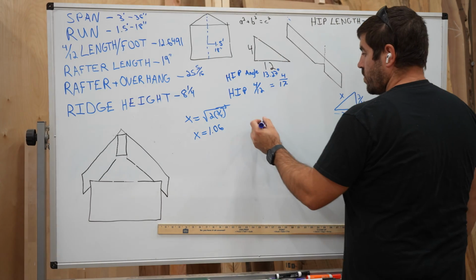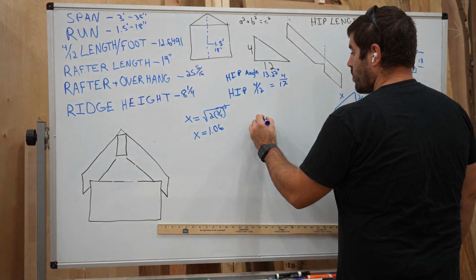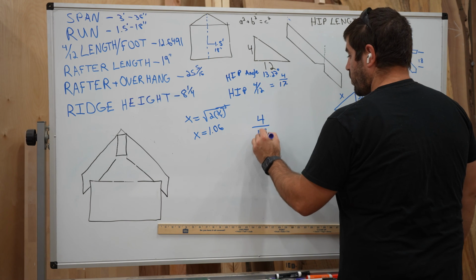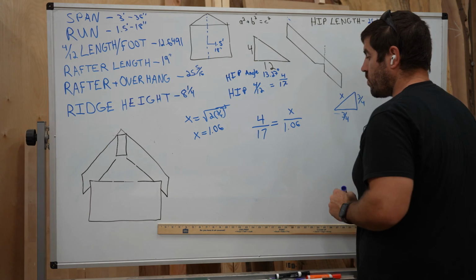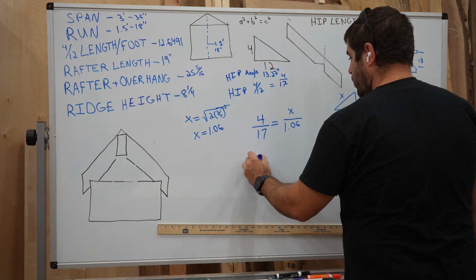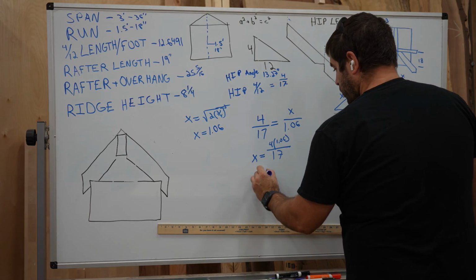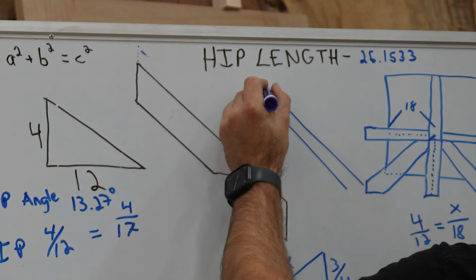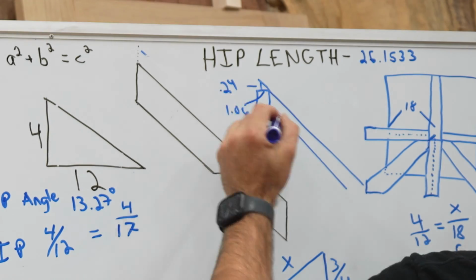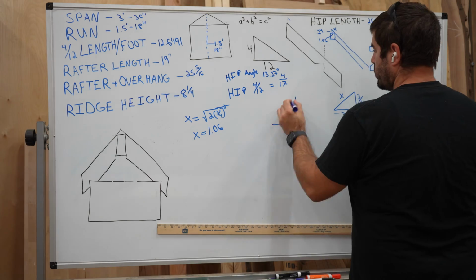Now that we have the horizontal length, we can use our 4:17 ratio we already calculated to find the rise of this small area. We set 4 over 17 equal to x, the unknown rise, over 1.06. And when we solve for x, we get 0.2496. Now that we have the rise and run of the small area, we can calculate the actual length we need to remove from our hip rafter.